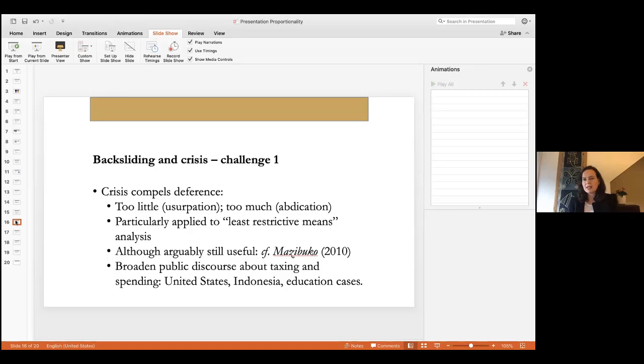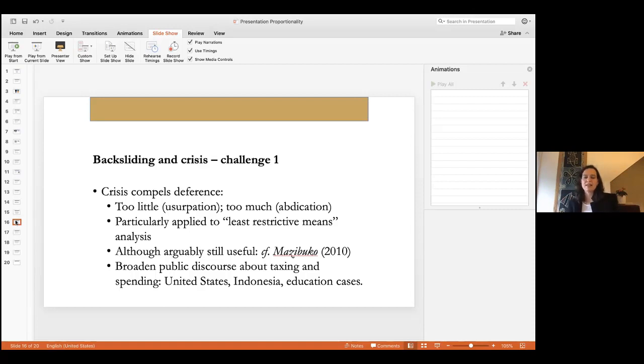Deference seems to be the best recipe for allowing a government to overcome a crisis. And this problem particularly relates to the least restrictive means analysis. Although arguably you could say it's still useful to engage in proportionality analysis, the critiques of the South African court's water decision in Mazibuko said that there was too much deference applied. And so some kind of proportionality test where the court had been forced to look at alternative options than the water meters that were the subject of that dispute might have been a better resolution of that case.